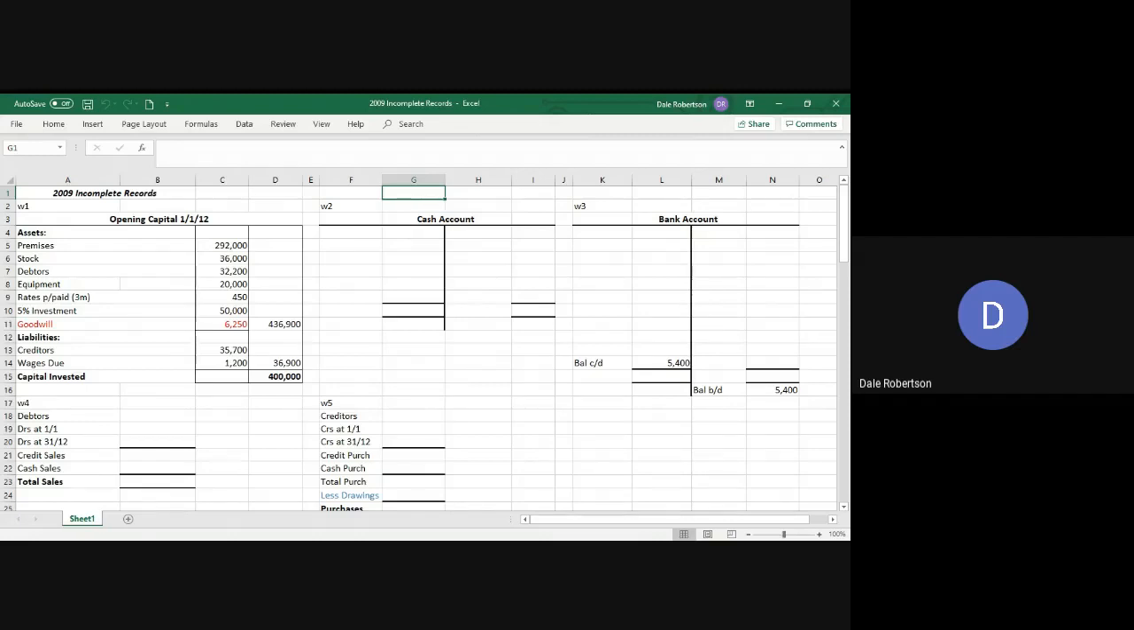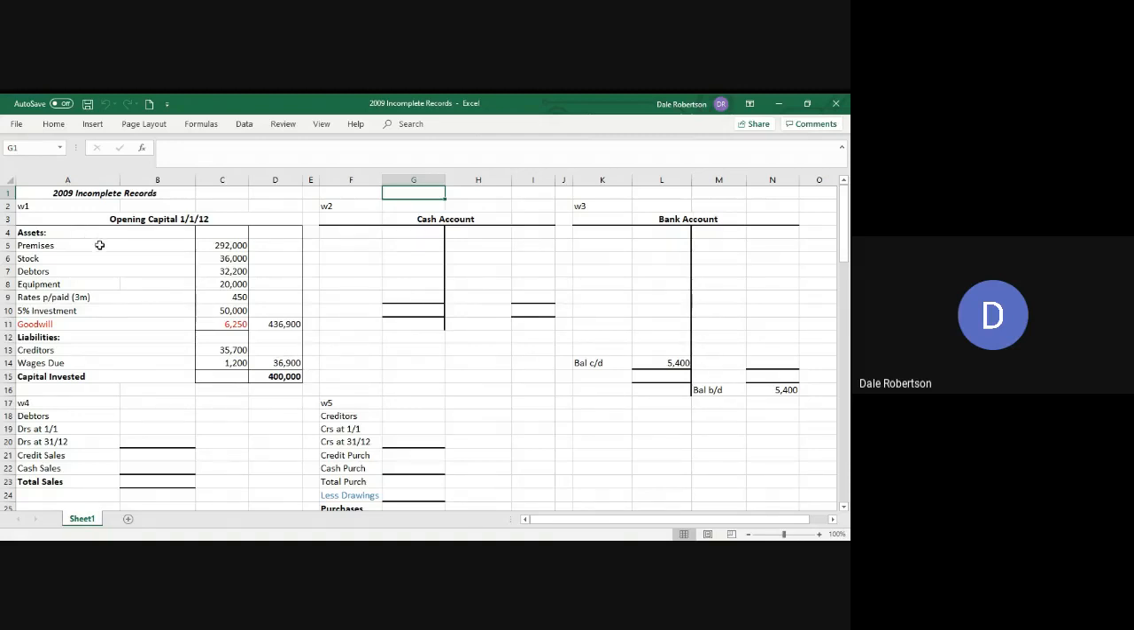Now, in the other questions, I told you that there were 5 initial workings that need to be done first before we can proceed. Here, 4 out of those 5 are not required. So the only one of the first 5 really that we need to do is opening capital.